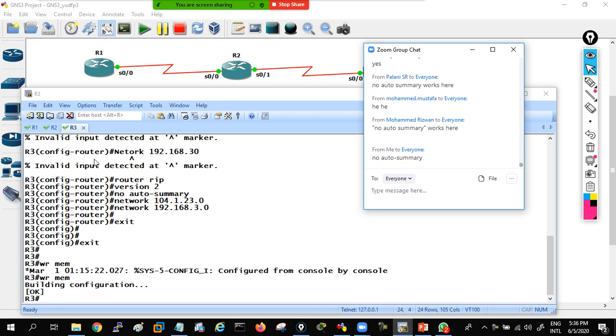Okay. Now tell me, Palani and Haider sir, what are the networks in router 3's routing table that contain the RIP routes? Everybody, type it for me there. In router 3, what are the networks you are able to see as RIP routes, other than the connected networks? Both Palani and Haider sir.